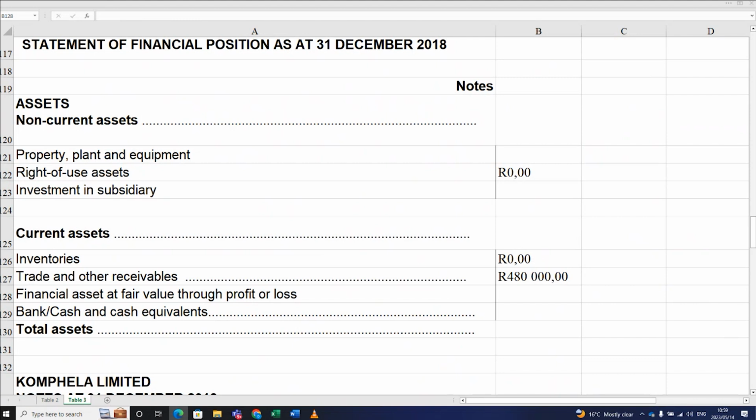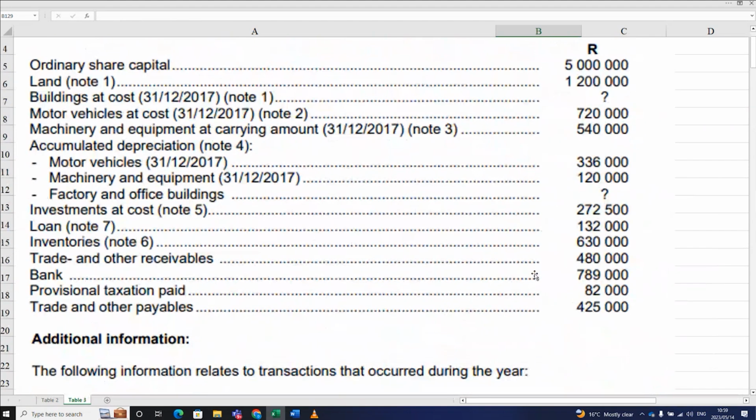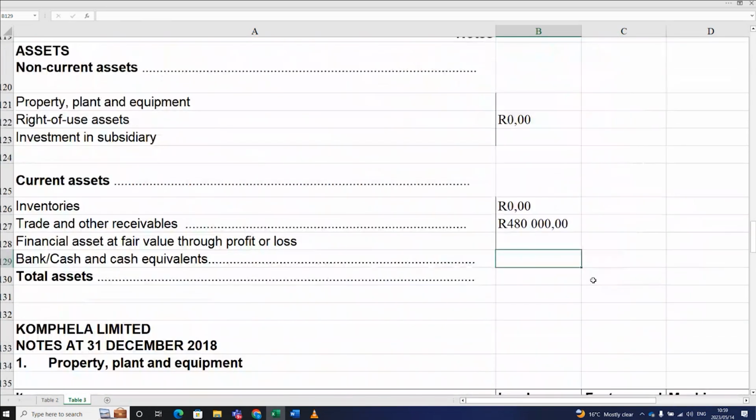All right. Okay. Then I've got bank, cash and cash equivalents. Also, no notes there, nothing affected it, presented at the 31st of December 2018. And then I go in and I slot it in.